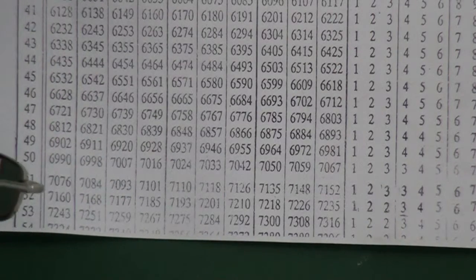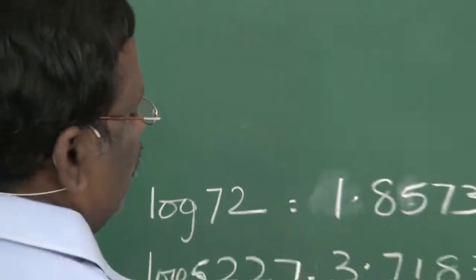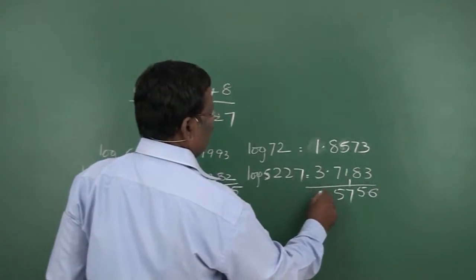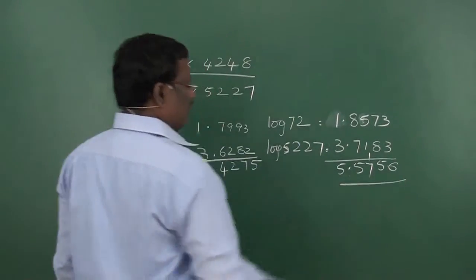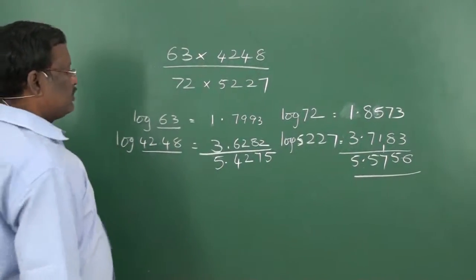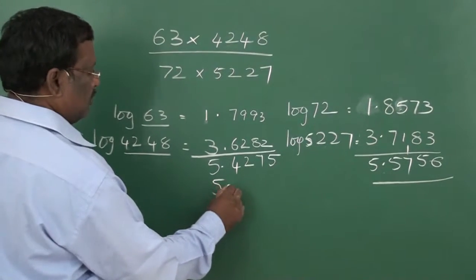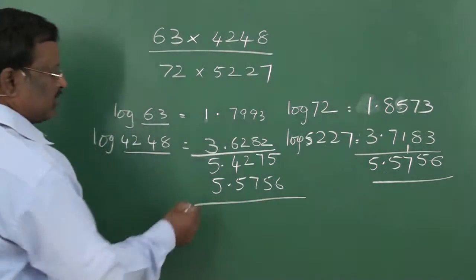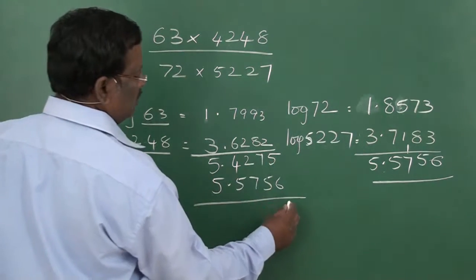Here its characteristic is 3 because it's a 4-digit number. Add these two numbers, and we get 5.5756.